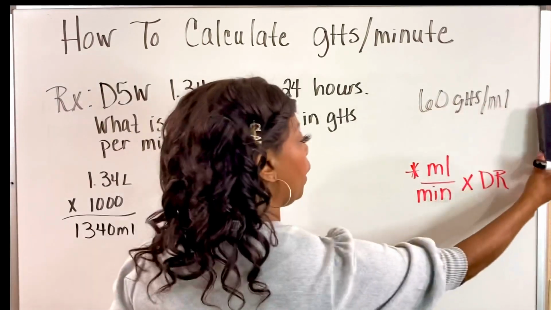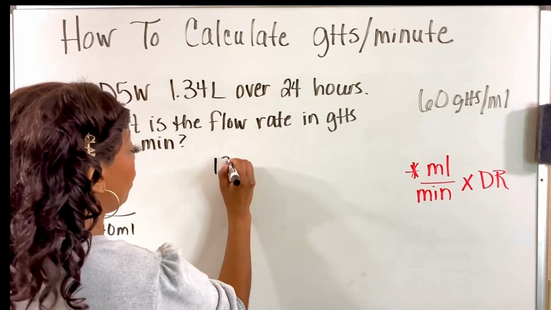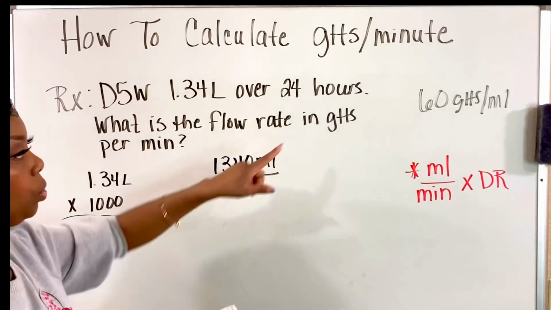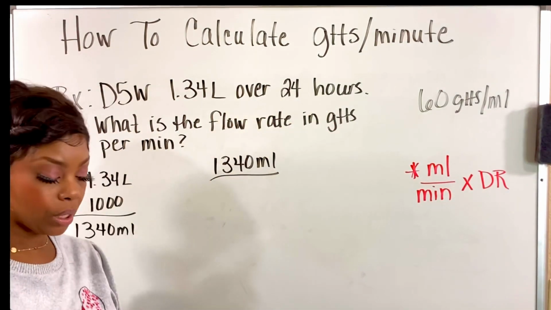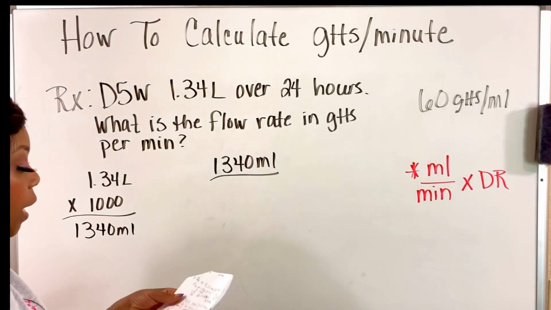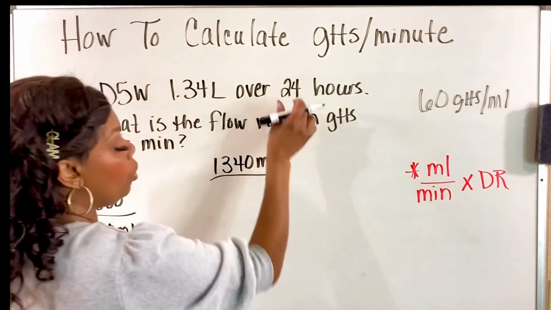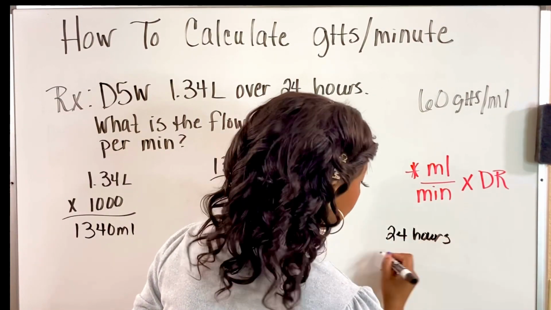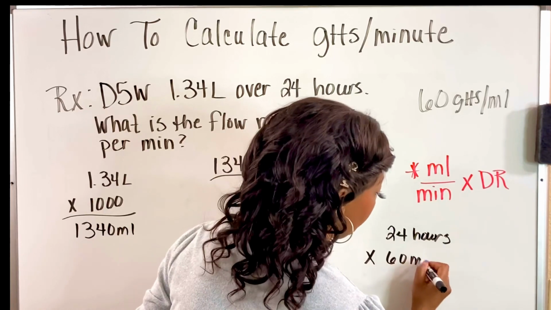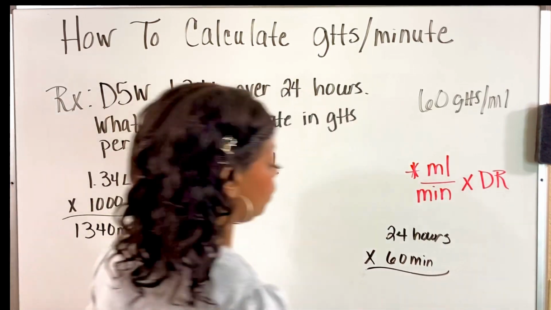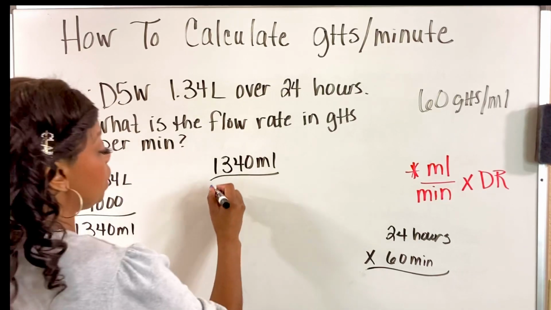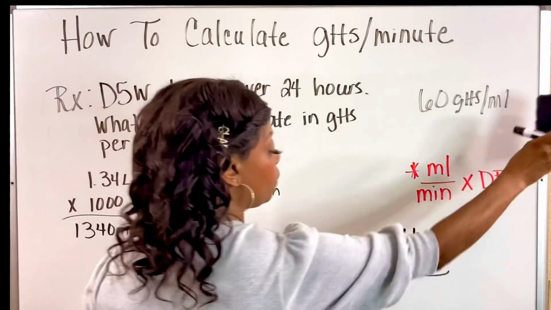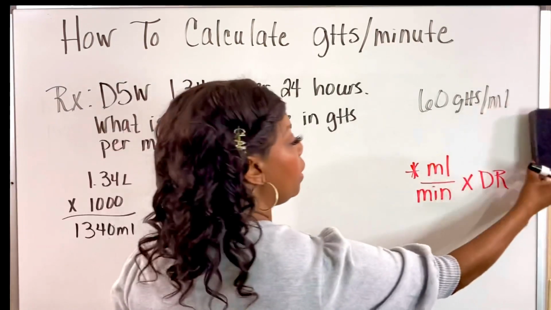All right, now we have our milliliters. Let's get that out of the way. So we have 1,340 milliliters. How many minutes do we have? We need to convert this 24 hours into minutes, and I've already done that. If you multiply your 24 hours, what are we multiplying this by? 60 minutes, that's correct. Good. So what I came up with is 1,440 minutes.